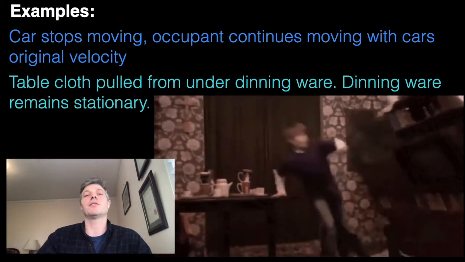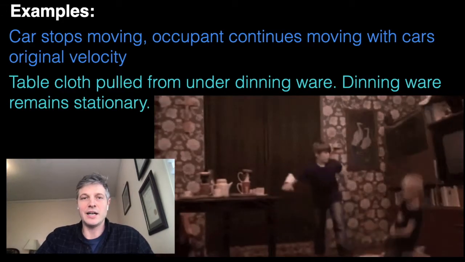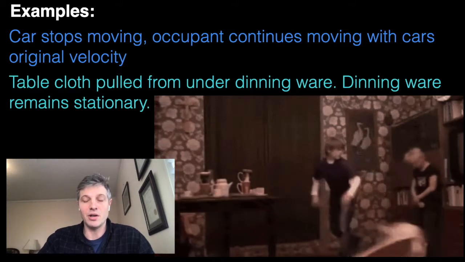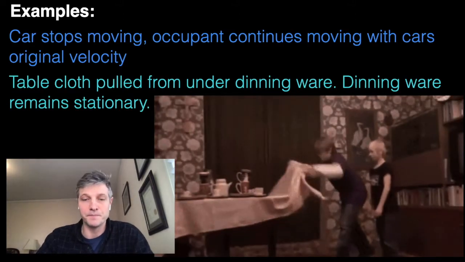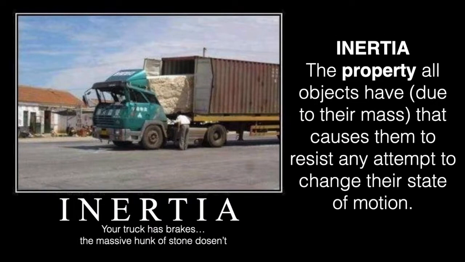Now, these objects have mass, and as a result of having mass, they have this property we call inertia, and that is the property that makes an object want to maintain its motion. So we say that all objects have inertia, and that causes them to resist a change to their motion.